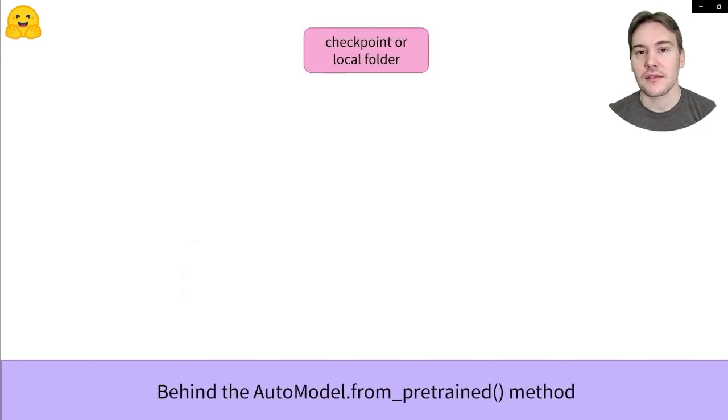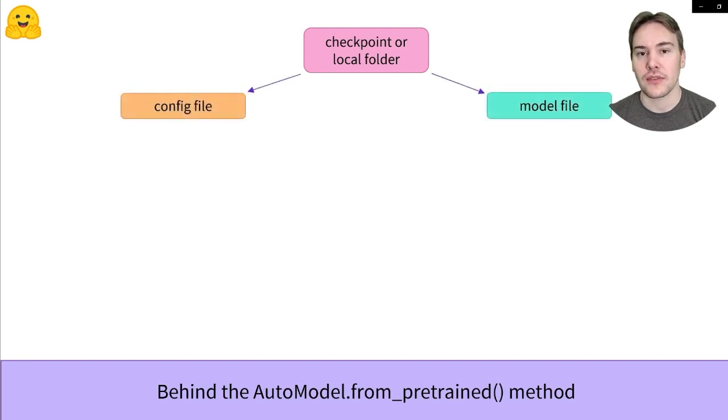Behind the scenes, this API can take the name of a checkpoint on the hub, in which case it will download and cache the configuration file as well as the model weights file. You can also specify the path to a local folder that contains a valid configuration file and a model weights file. To instantiate the pre-trained model, the AutoModel API will first open the configuration file to look at the configuration class that should be used.